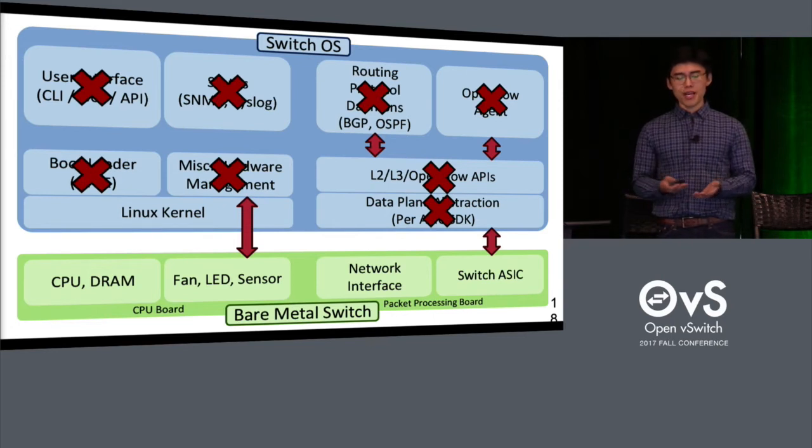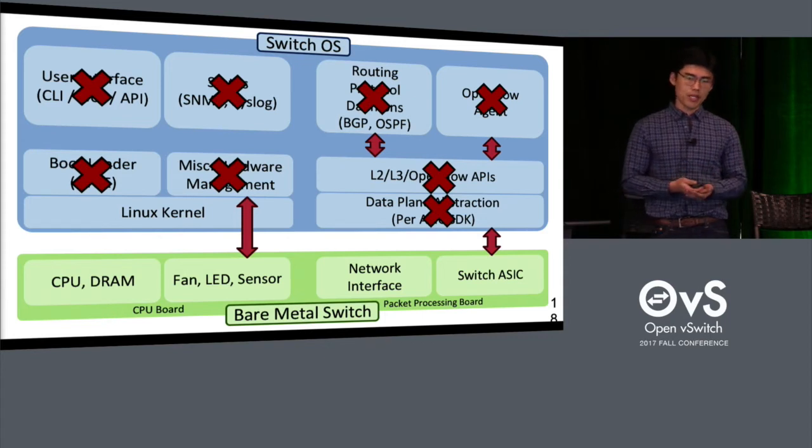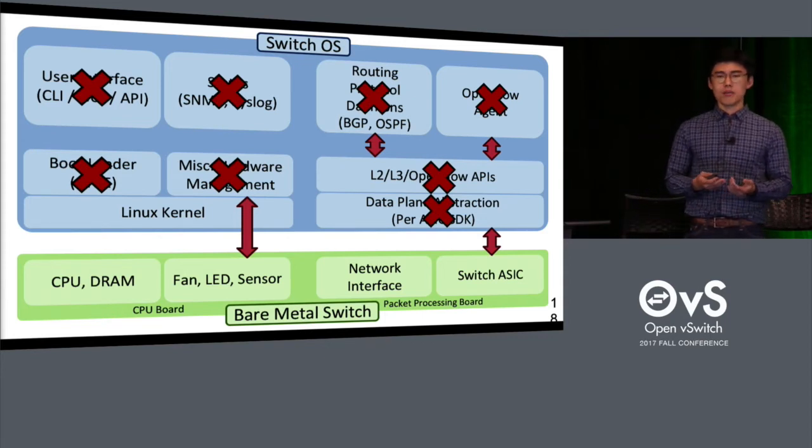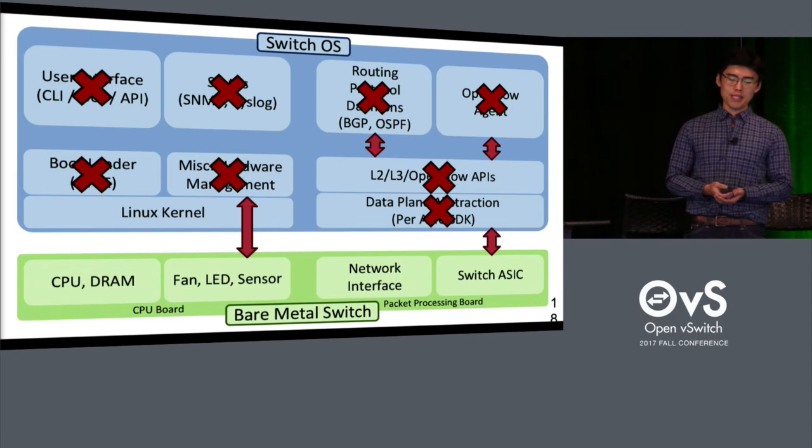And since we don't have to install any of these bootloaders, and the switches already come with a system on a chip, something called OpenBMC, to install, say, the Linux or do miscellaneous hardware management, we don't really need them to run a Switch OS. So we don't need a Linux kernel on it.